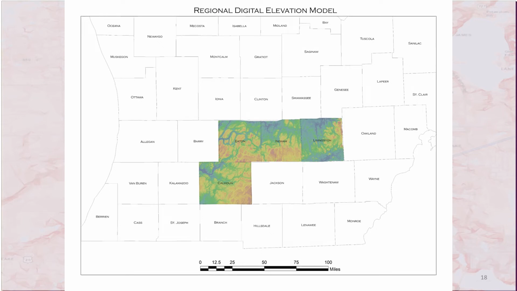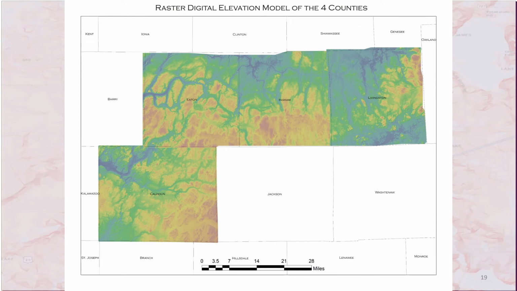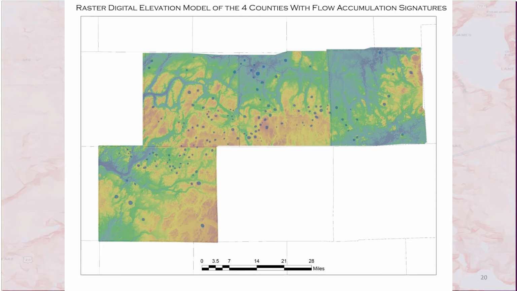Now let's get into the survey. I ran 4 counties: Calhoun, Eaton, Ingham, and Livingston. You can see where they're placed in the central part of the state. Zoom in a little bit: Calhoun, Eaton, Ingham, and Livingston. This is my digital elevation model, a rasterized image of the surface. And then there I put in my flow accumulation signatures over the area.